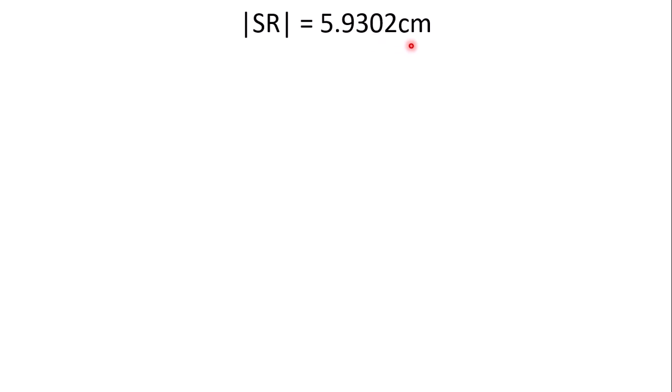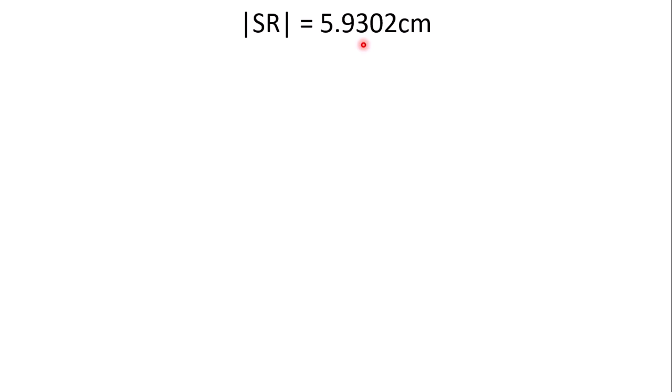5.9302 centimeters. So the length of SR from the diagram is what? 5.9302 centimeters. The decimals are many, but when they are many, we just choose 4 decimal places and you are good to go. But we are not done yet.